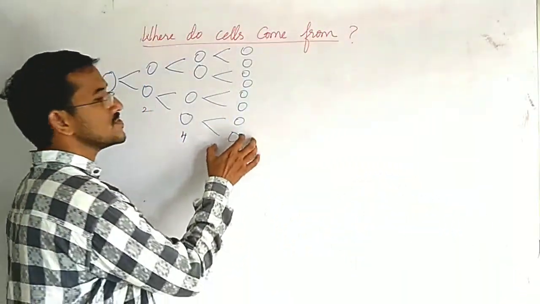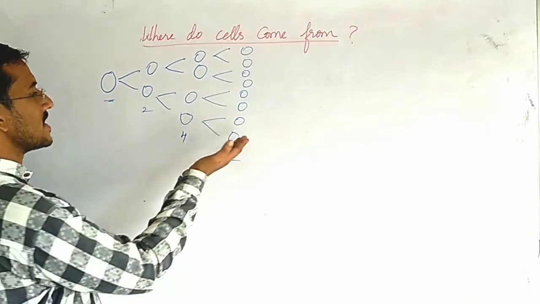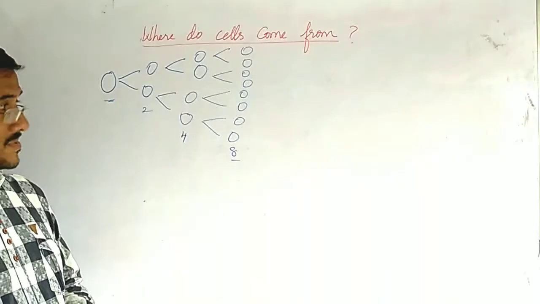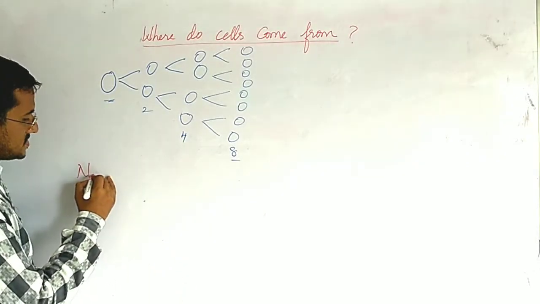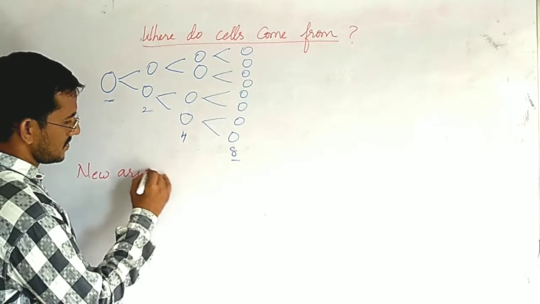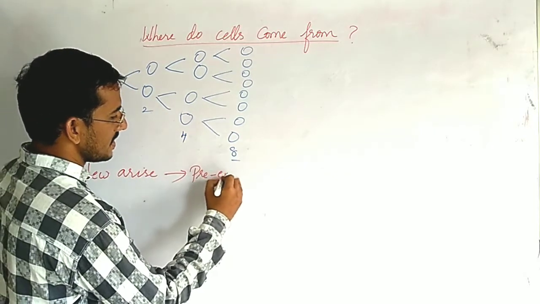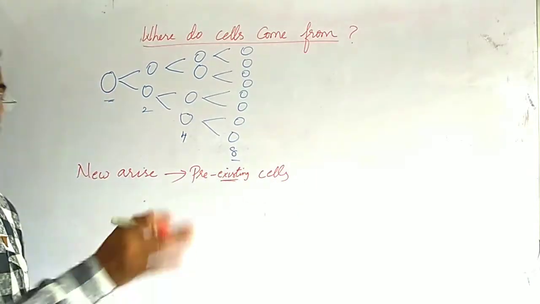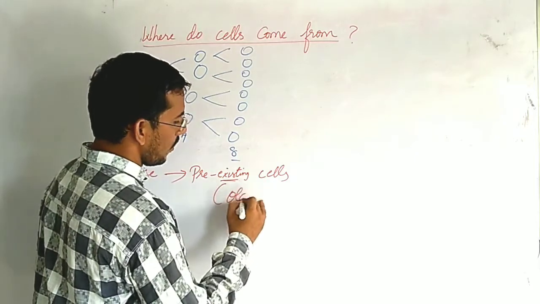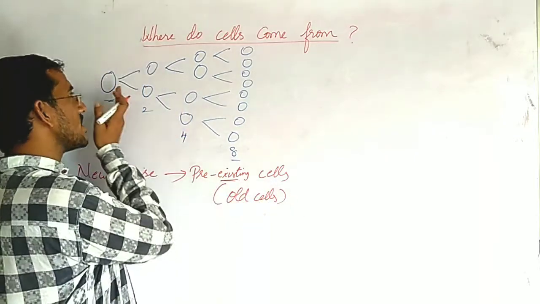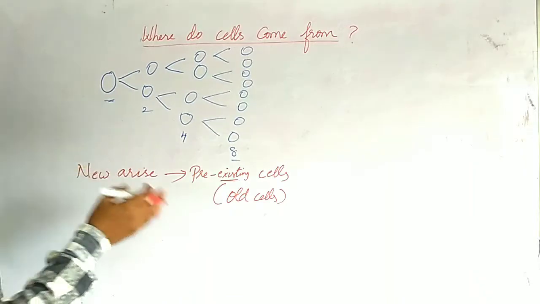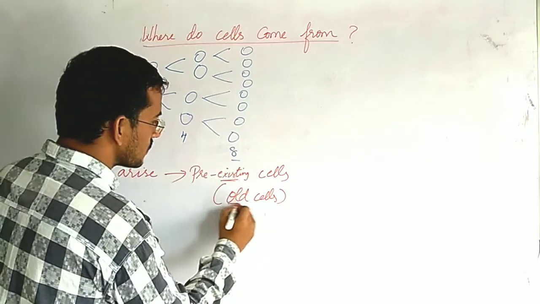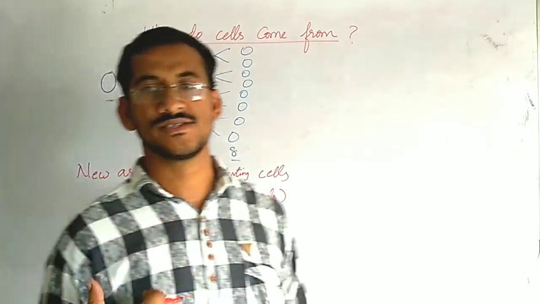Now, where do these new cells arise? They arise from the old cells. They arise from pre-existing cells. Remember, new cells arise from pre-existing cells. What do you mean by pre-existing? Already present cells. Already present cells are nothing but, simply, we can say old cells. I mean to say, which is already present. So from those cells, new cells will arise. Here old means not age-wise.